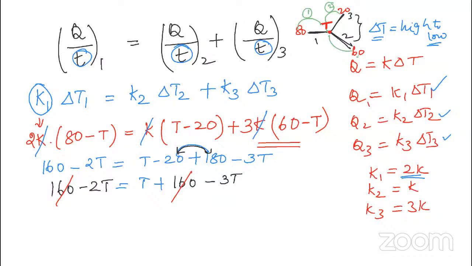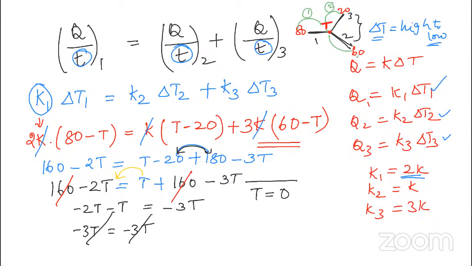And here we have to send the t to the left side. So minus of 2t minus of t is equal to minus of 3t. So all the 3t's are cancelled. Minus of 3t is equal to minus of 3t. So here all the values get cancelled. So t value should be equal to 0. So at the junction, whatever the temperature is, it should be 0 temperature.